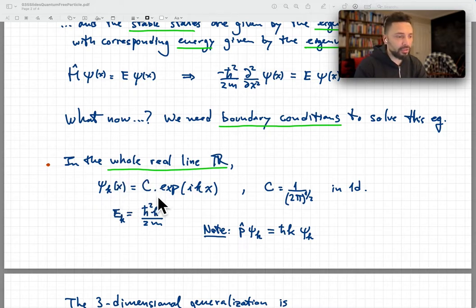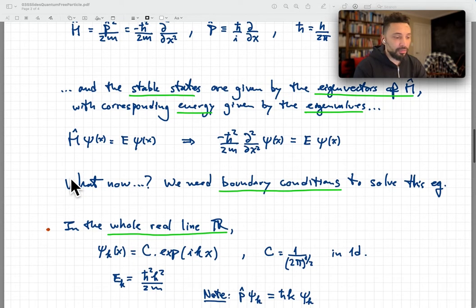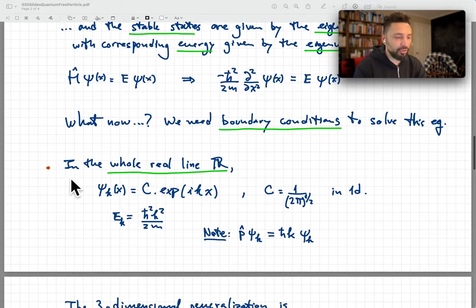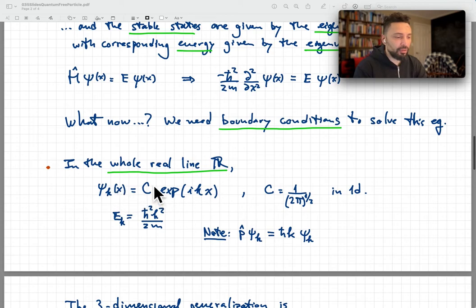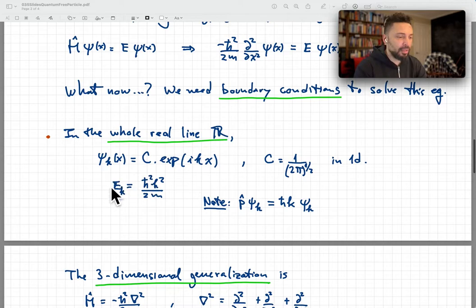Remember that eigenvectors are defined up to an overall constant because this equation is a linear equation, and so you can multiply psi by whatever you want, as far as it's a constant, and you'll still get a solution. And so on the real line again, we have the constant times e to the ikx. So this k, as I said, is going to be the momentum, and the energy associated with this wave function, with this state, is h bar squared k squared over 2m.